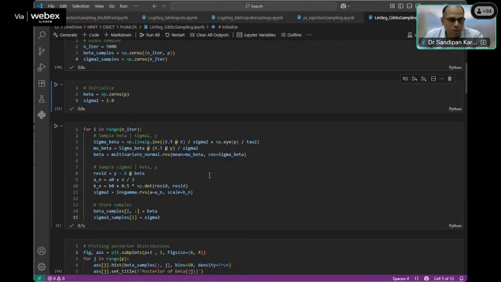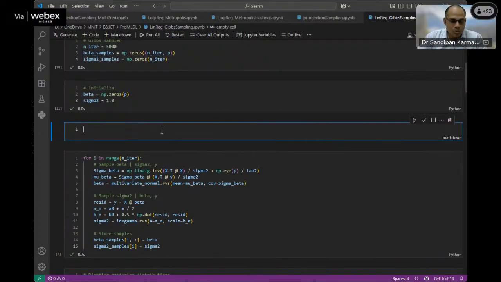Now look at this particular loop, this particular code. Basically, what is happening here? The sigma beta is the inverse of x transpose x divided by sigma squared. Is this getting matched? Let me write down here in the markdown the expressions of this.